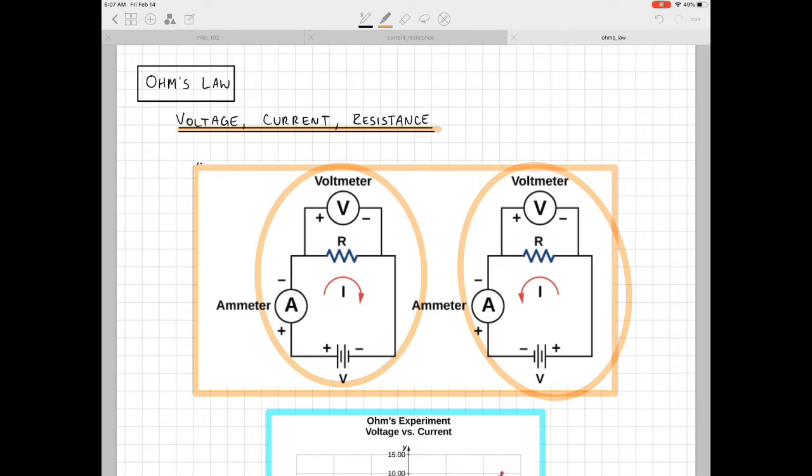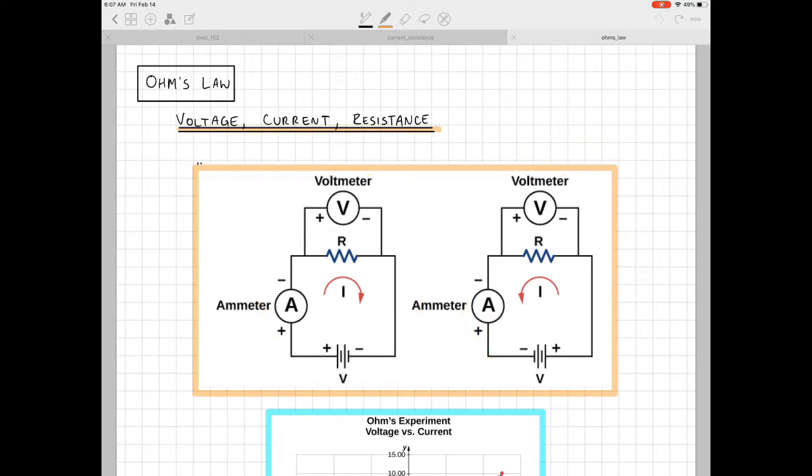the power supply or the voltage difference in the circuit and the resistor that was in the circuit and the current that was flowing in the circuit. So let's just take a moment before we talk about the actual experiment to identify the elements in the circuit. So first you've got the battery.